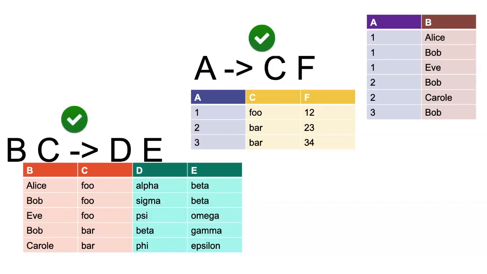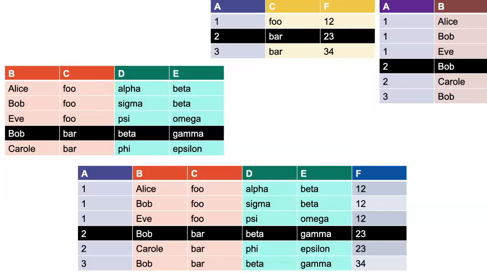Now I preserved ACF, BCD, so now I'm good. So now actually this is beautiful because here I even preserved all of the functional dependencies. They're still there, I didn't lose anything. And just to show you an example, at the bottom, this is the original table. On the top, these are the 3 decomposed tables. Now you see how if I take an example tuple from the original table at the bottom, 2 Bob bar beta gamma 23, do you see that it's obtained from the 3 tuples above, right? That's the idea of the join.